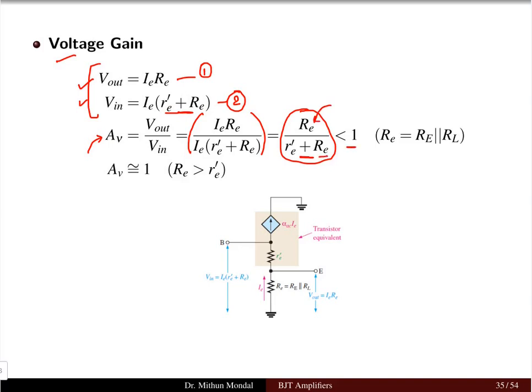And here the resistance of the emitter is the parallel combination of the actual resistance and the load resistance. So the voltage gain we can see here is approximately equal to 1 because the emitter resistance RE will be greater than RE dash. For this circuit we can use the transistor equivalent circuit, which we have seen in the previous lectures too, the r parameter circuit, which can be used to determine the voltage gain.